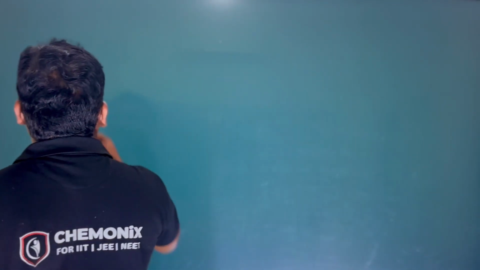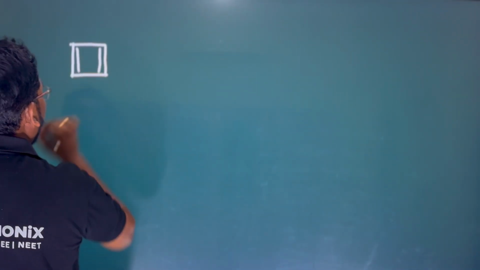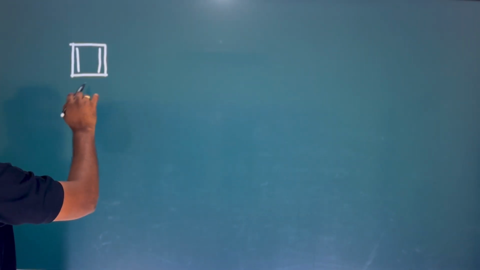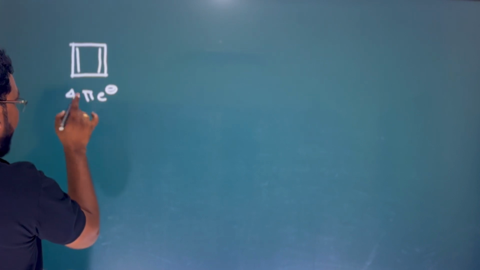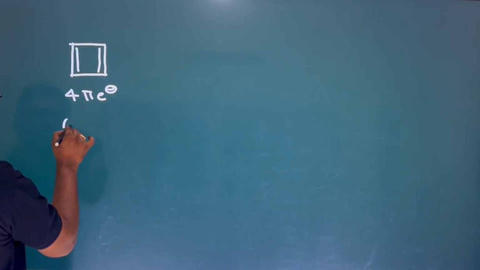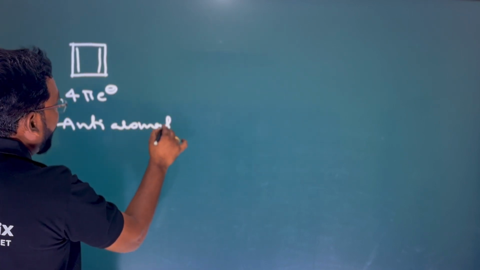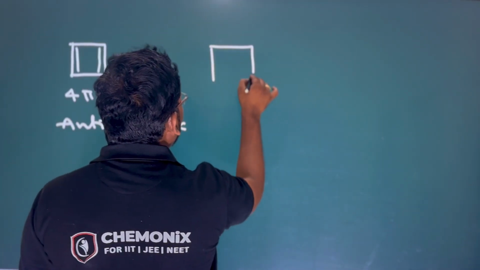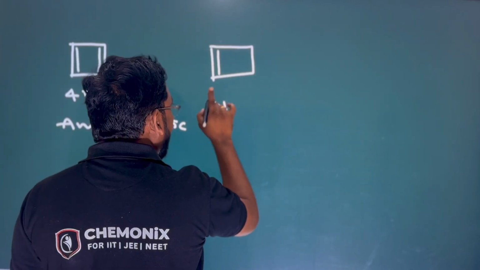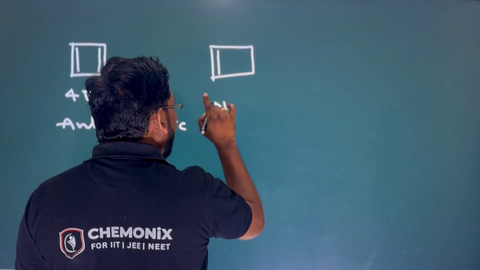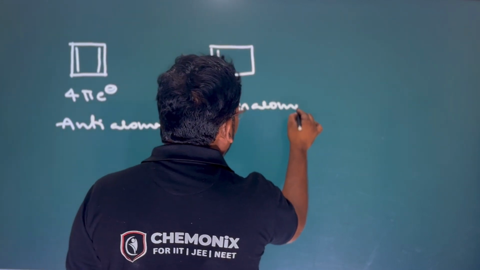So for example, if I write this molecule, tell me guys whether it is aromatic, anti-aromatic or non-aromatic. It is a conjugated cyclic ring which has 4 pi electrons, so therefore this is called an anti-aromatic compound. Now for example, if I give you this molecule, it has only 2 pi electrons, and this is a non-conjugated cyclic ring. Non-conjugated cyclic rings are always non-aromatic compounds.